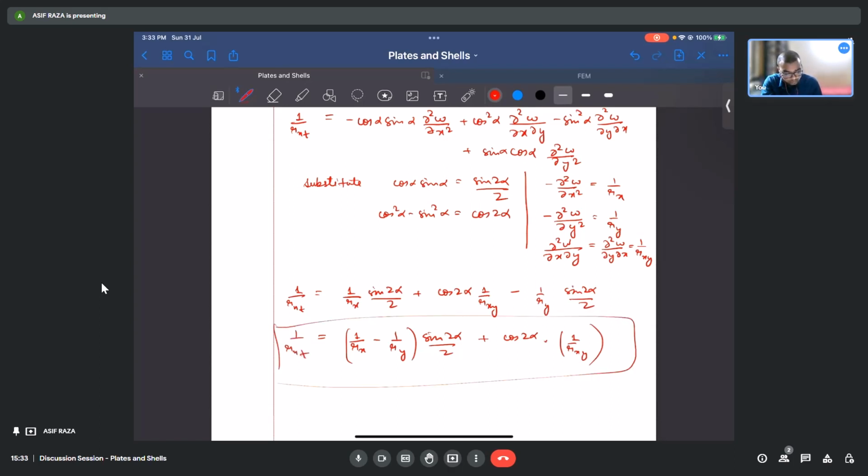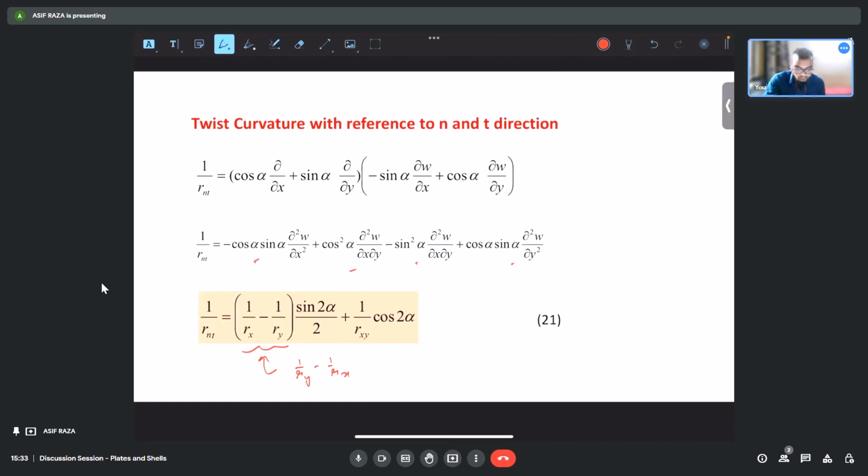So correct this in equation number 21. The first term would be 1/ry minus 1/rx.